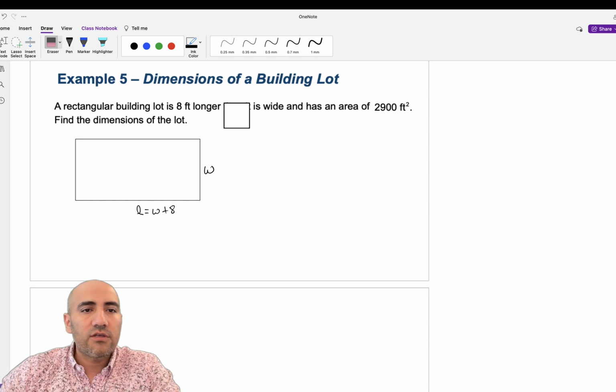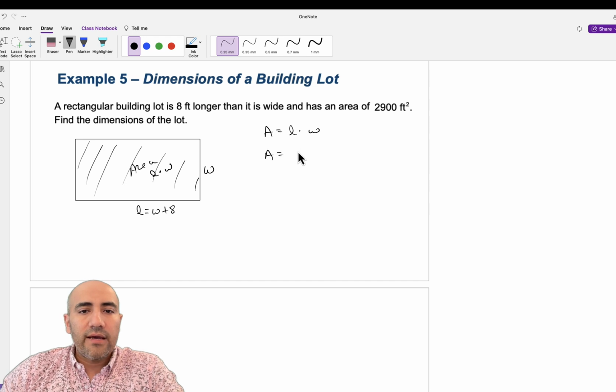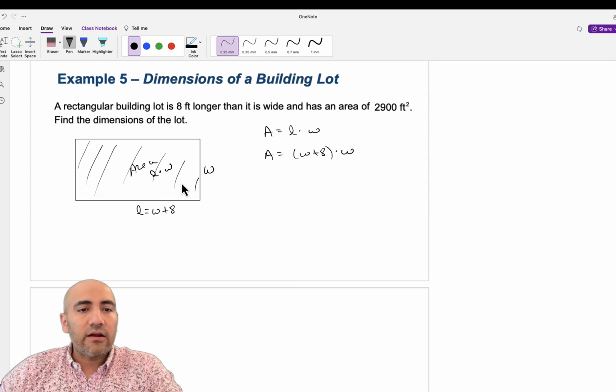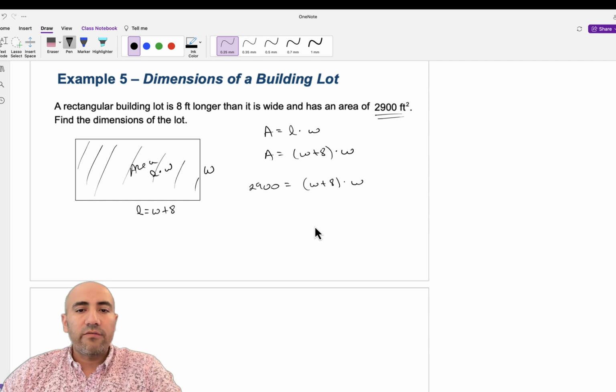And now we want to use the equation for the area of a rectangle. The area of a rectangle is just L times W. So we get that A for area is equal to L times W, but L we said was equal to W plus 8 times W, and we know that the area is 2,900, right? So we get that 2,900 is equal to W plus 8 times W. So now we want to solve this.